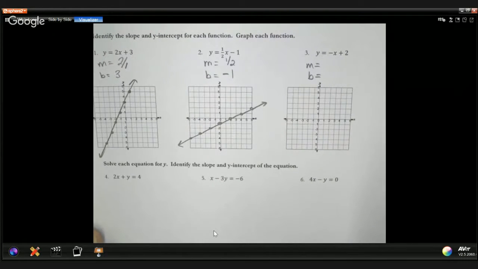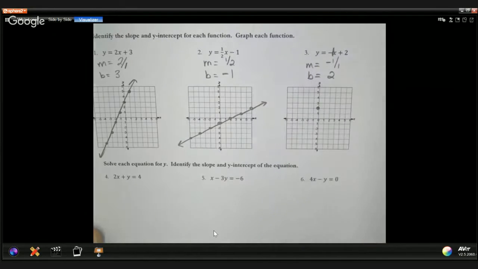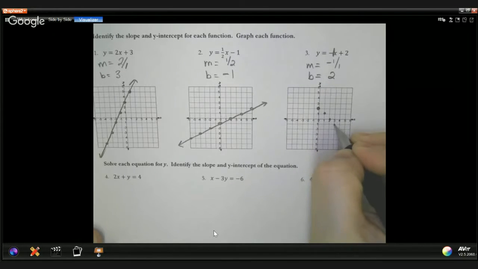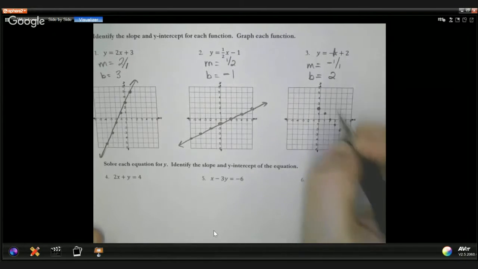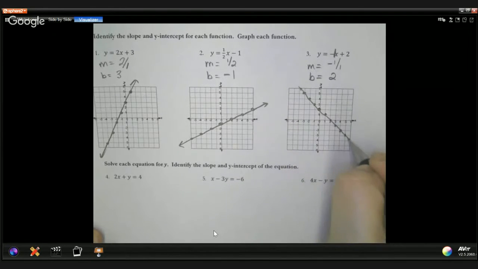All right, for number 3, the slope, well, there's a -1 there. You can't see the 1, but remember, whenever you don't see a number, it's 1. So it's -1 over 1, and my b is 2. So I go up 2, and that means I go down 1 and over 1. And I'm going to go the other way. And there's my linear function. So again, identify the m and the b, graph the b, and count the slope.